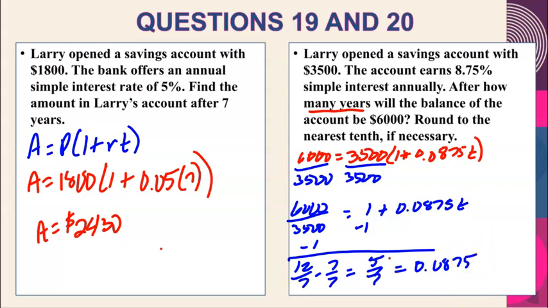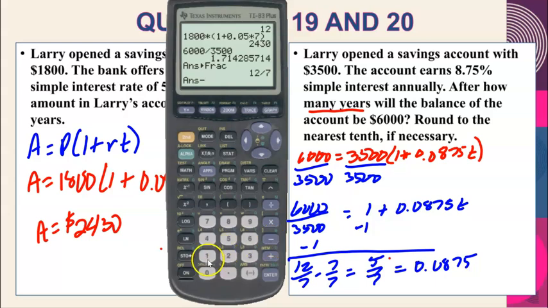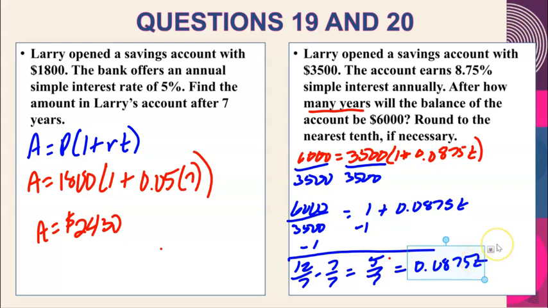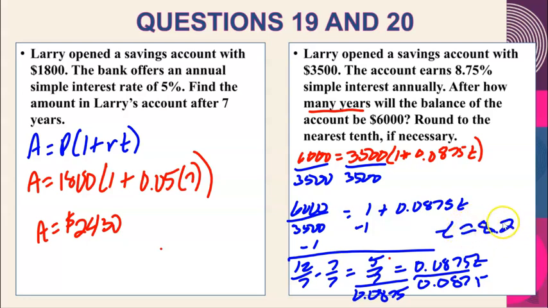So I have 5 sevenths equals 0.0875 t. If I grab my calculator and subtract 1, which was my 5 sevenths, I get that answer. And then we're going to divide everything by 0.0875 and round to the nearest tenth, which will give us 8.2 years. So we divided this all by 0.0875, and we had t is roughly 8.2 years.